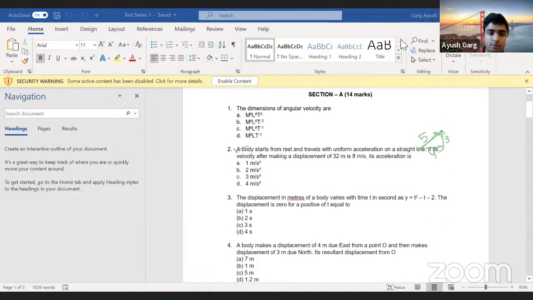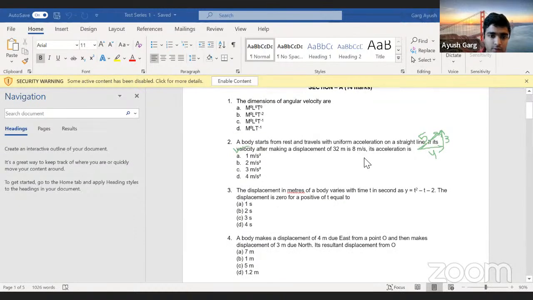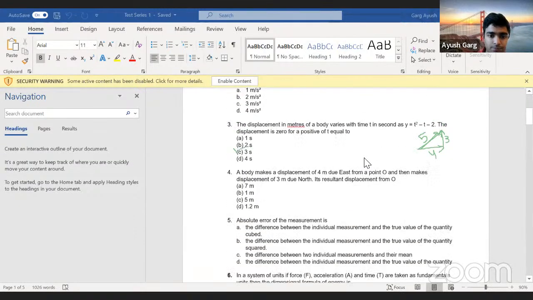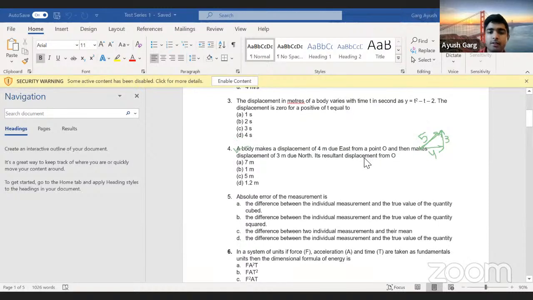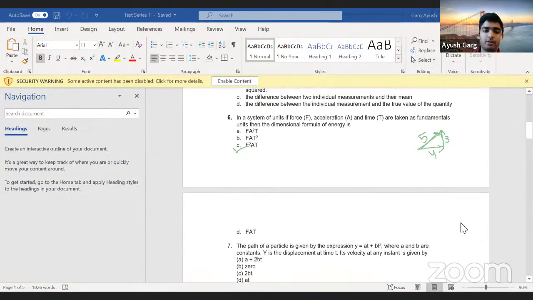I'm going to pause. Okay, well, this is a definition-based question, not much to be explained here. The answer for this question is A. Absolute error of measurement is difference between the individual measurement and the true value of the quantity cubed. Not much to be explained here.